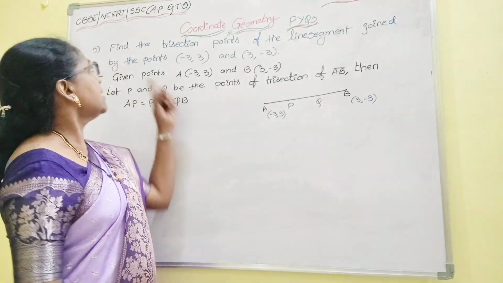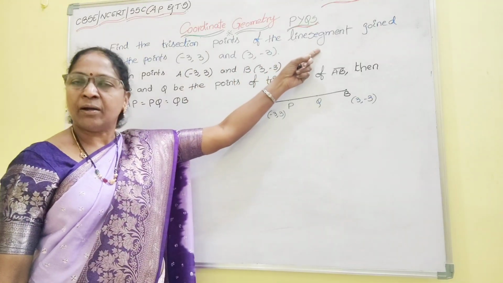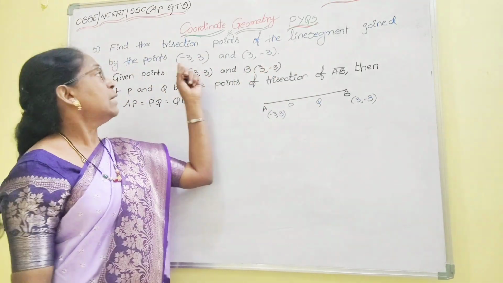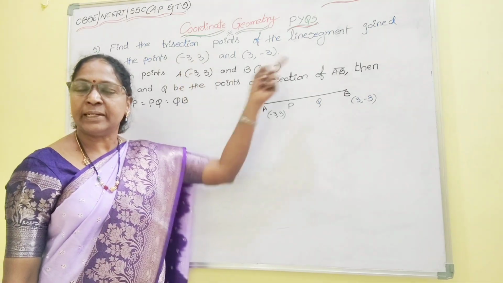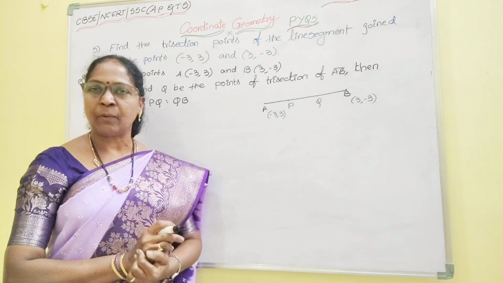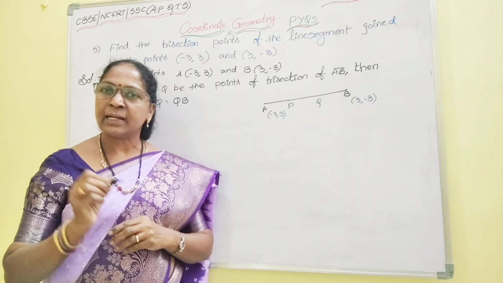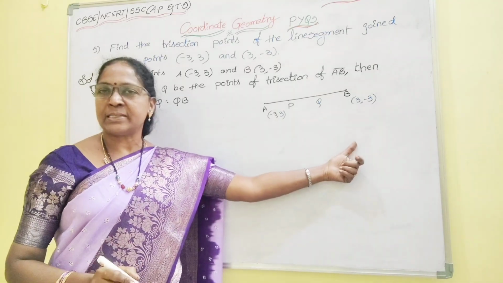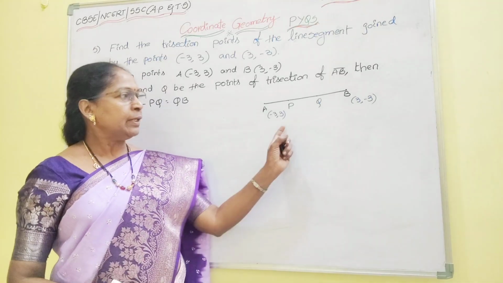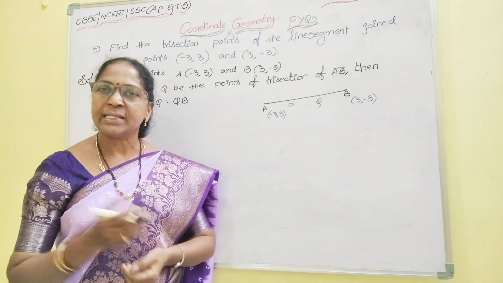Next question. Find the trisection points of the line segment joined by the points. These two are the points: minus 3 comma 3 and 3 comma minus 3. Here we have to find out the trisection points of the line segment joined by 2 points. Here line segment is AB. AB is a line segment. Here we have to find out the trisection points.